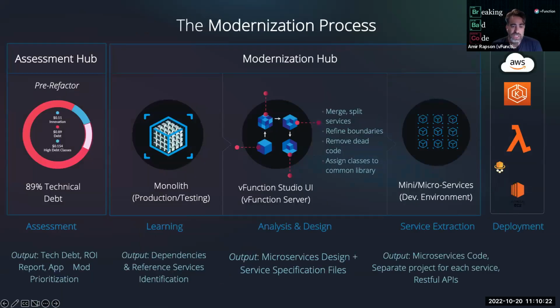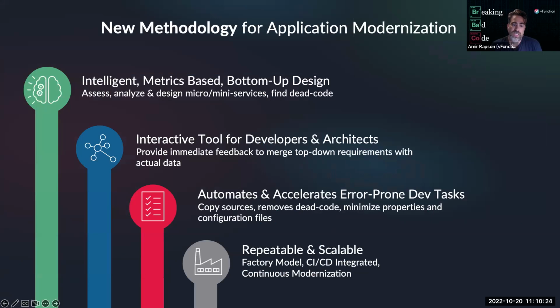Another thing that vFunction does is automate and accelerate all those error-prone, menial dev tasks, like copying sources, removing dead code, minimizing property files, and taking only the right configuration files. That alone can save you a month on a big project. And because everything is automated and gives you the right feedback, it's also repeatable and scalable. So even if you have a significant portfolio, or especially if you have a significant portfolio, this can really help you build a factory model in order to modernize many applications.